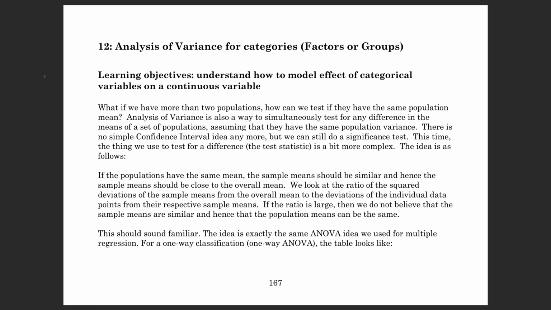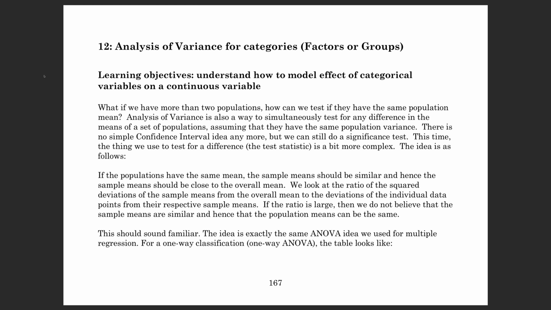If we only had two populations, then we've already looked at how to handle that using a t-test. But what if we have more than two populations and we want to understand whether they have the same population mean or different population means? So analysis of variance was originally introduced as a concept as a way to simultaneously test for any difference in the means of a set of populations, assuming that they have the same population variance. So there's no simple confidence interval idea anymore, but we can still do a significance test.